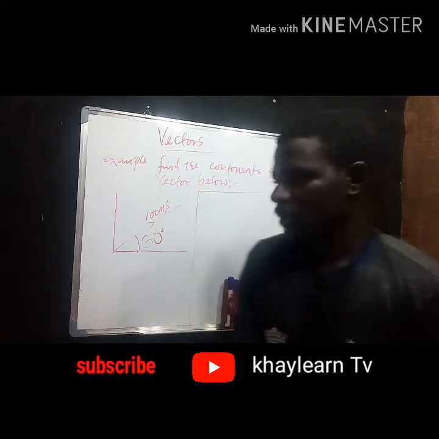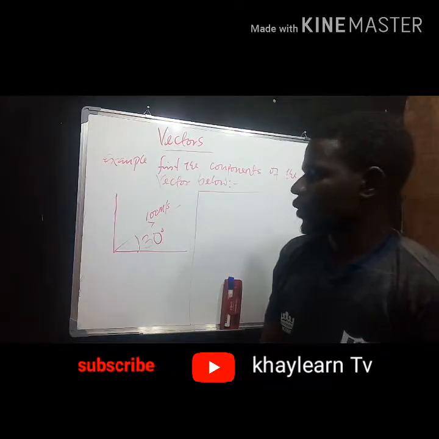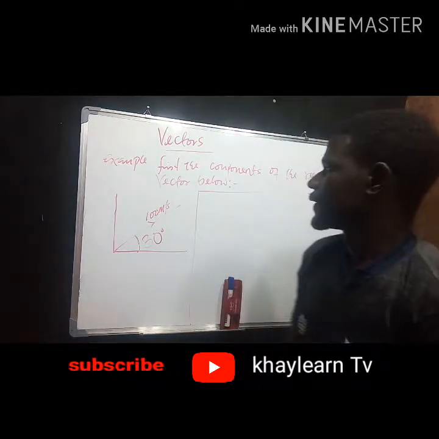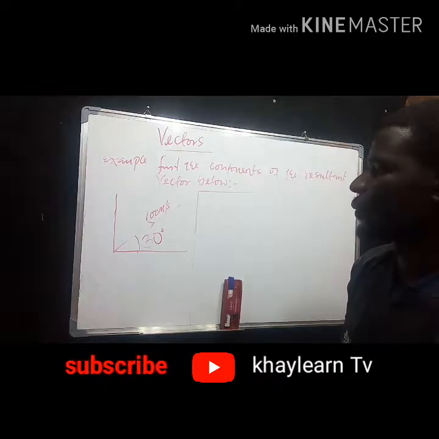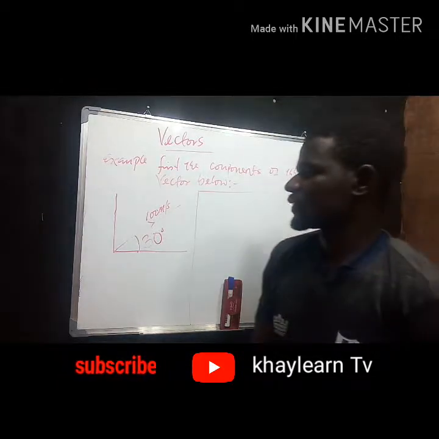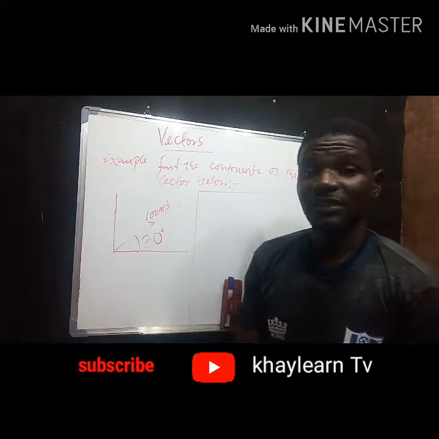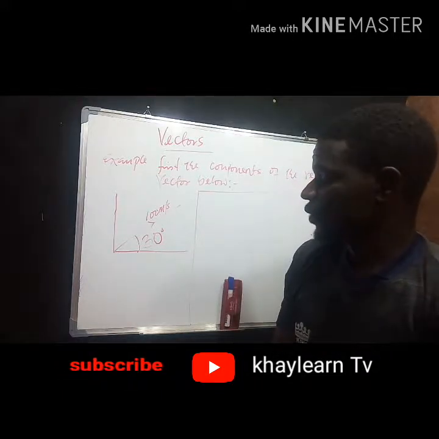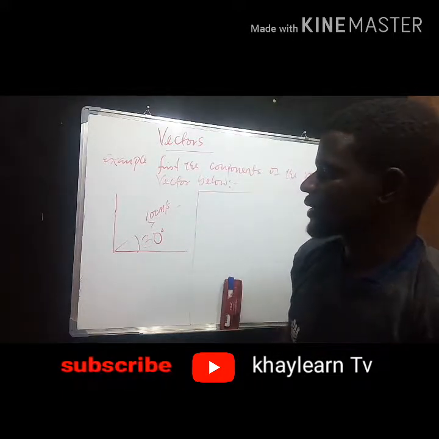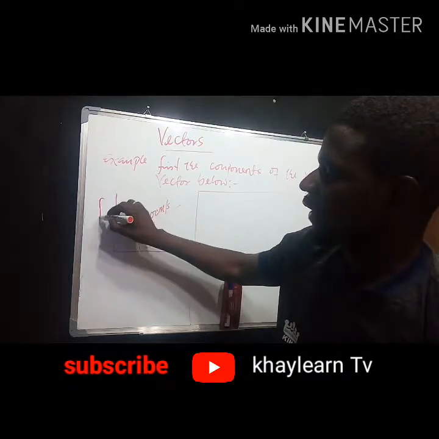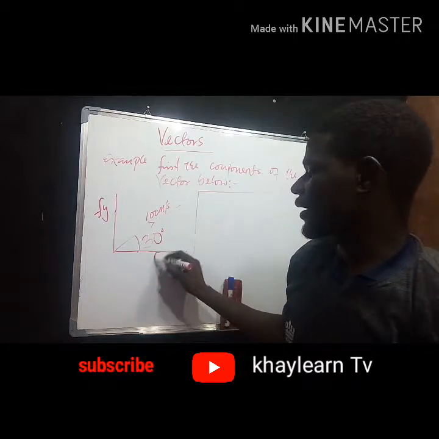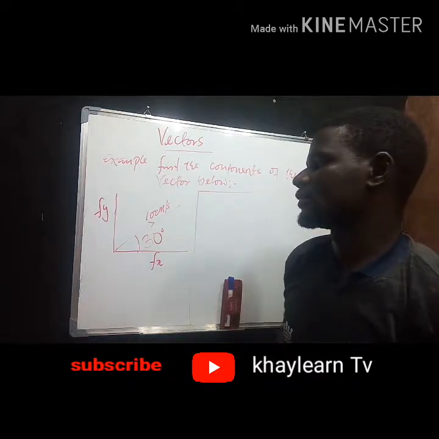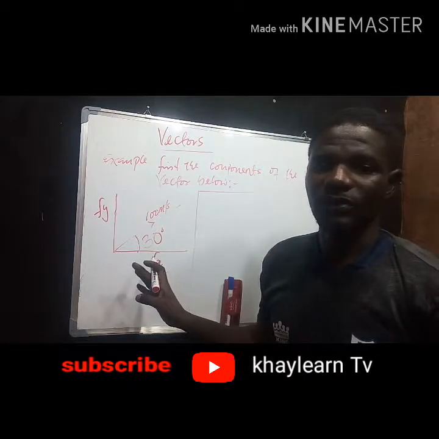Now look up. In this type of problem, we're given a question like: find the components of the resultant vector below. The resultant vector given to us is just 100 meters per second. That's the velocity. The components are the vertical component, Fy, and the horizontal component, Fx. These are the components they want us to find.